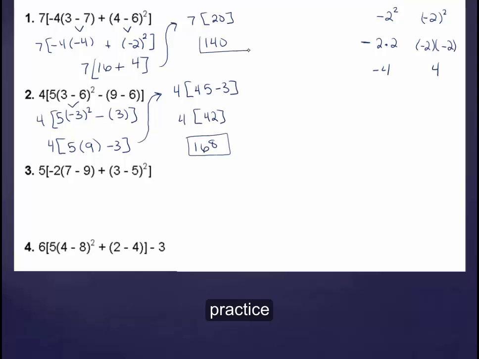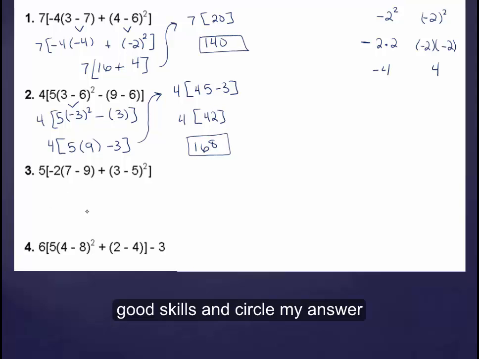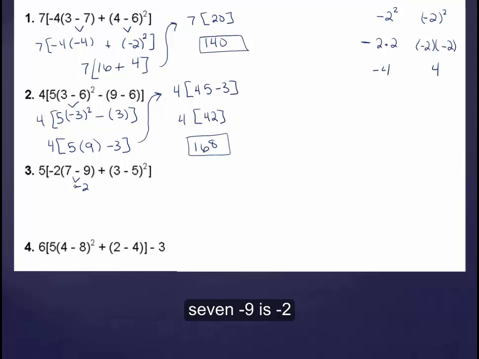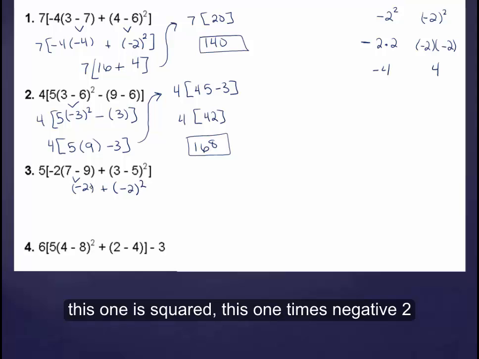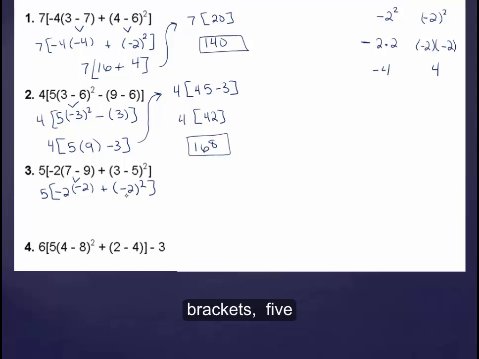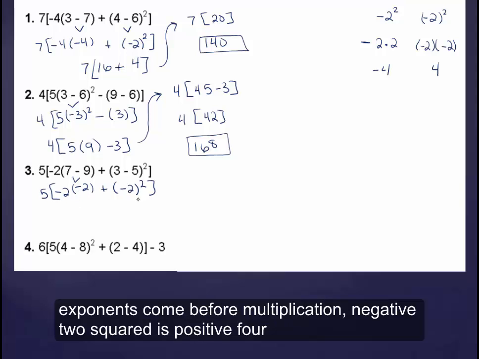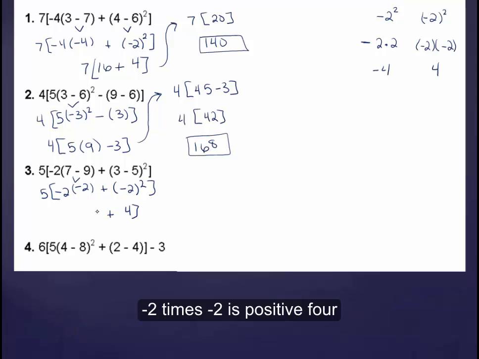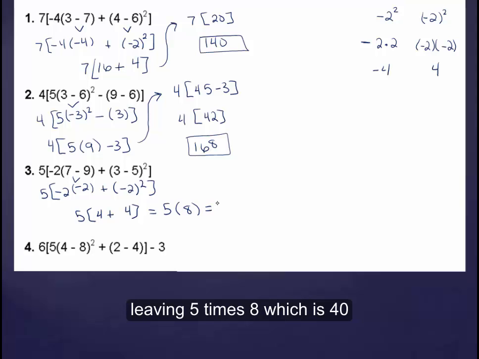Suppose I should practice good skills and circle my answer. Okay, 7 minus 9 is negative 2. 3 minus 5 is negative 2. This one's squared, this one times negative 2. Brackets and a 5. Exponents come before multiplication, so negative 2 squared is positive 4. Negative 2 times negative 2 is positive 4. It's going to give me 5 times 8, which is going to give me 40.